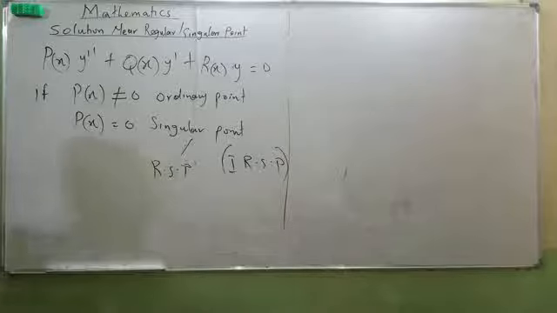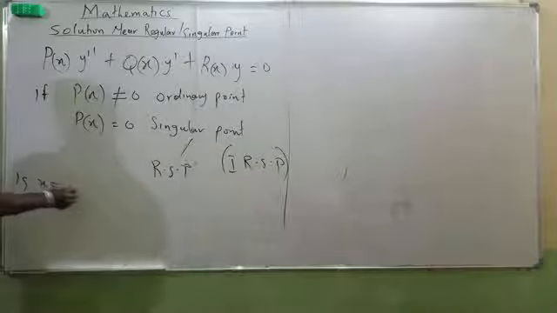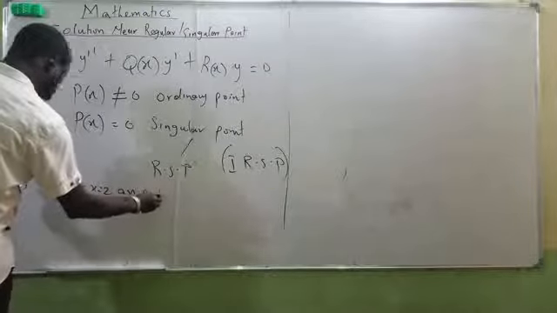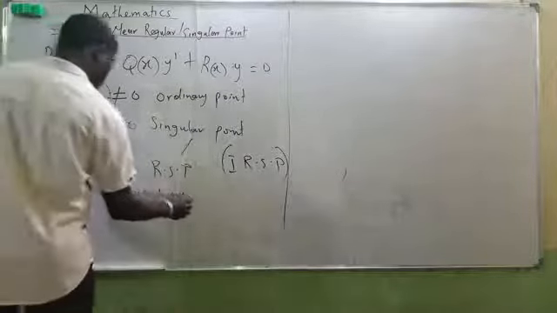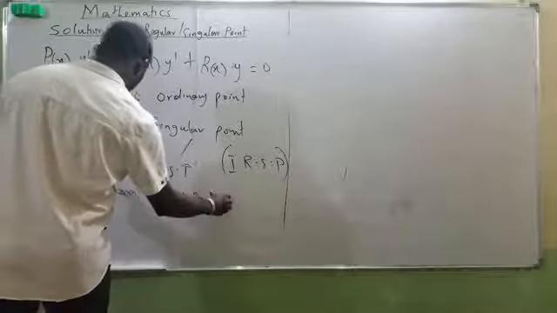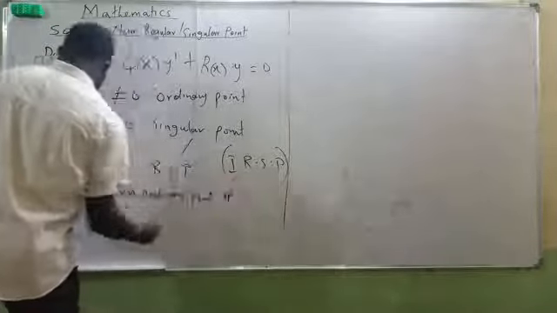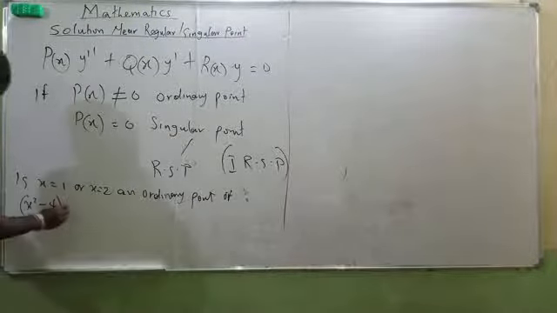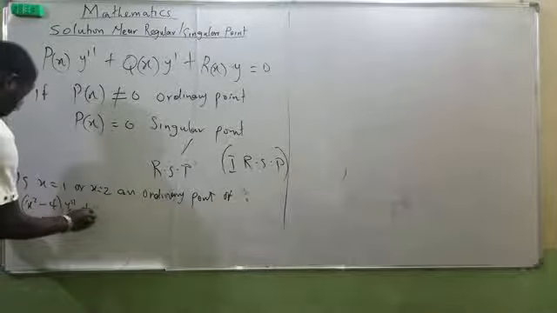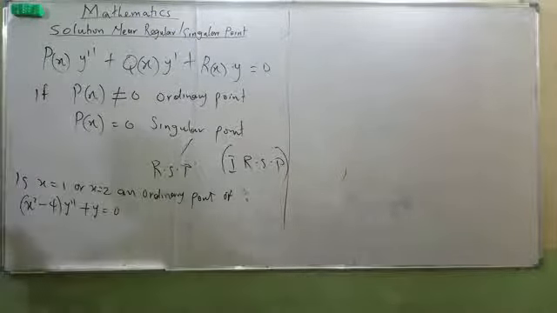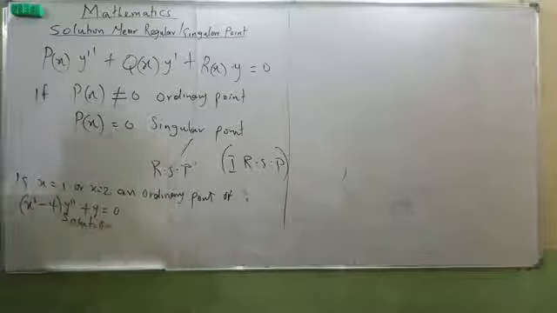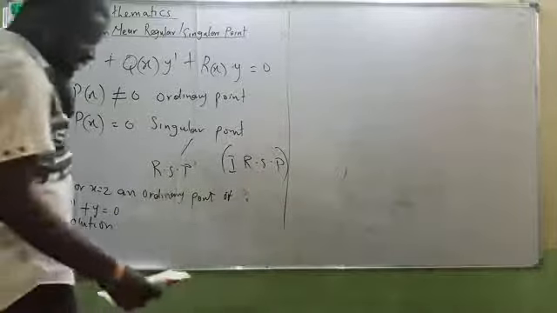Now, look at this particular problem. Is x equals 1 or x equals 2 an ordinary point of x squared minus 4 y double prime plus y equals 0? Now, look at this. How do I solve this problem? It's a very simple question they can ask you anywhere. Is this an ordinary point?